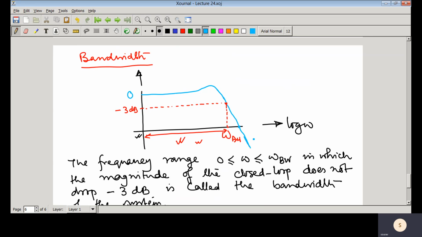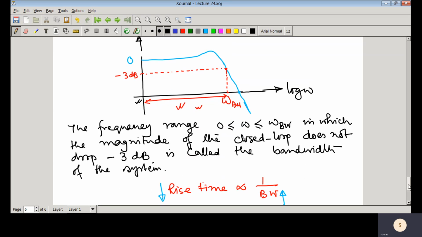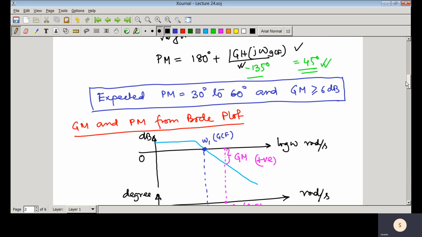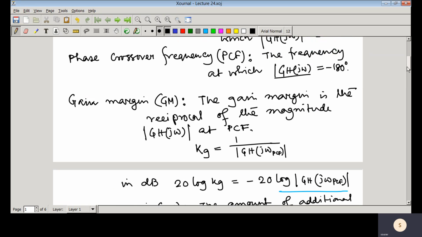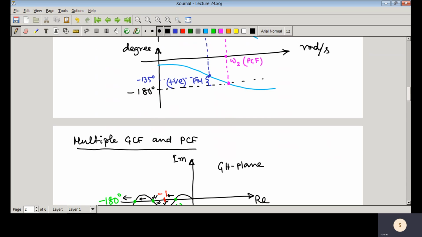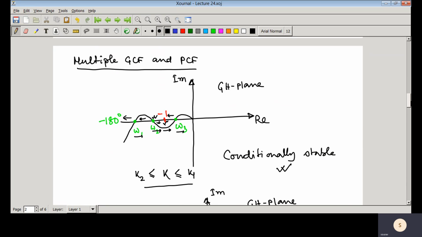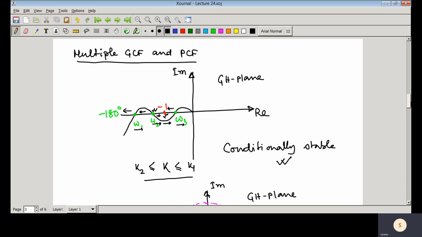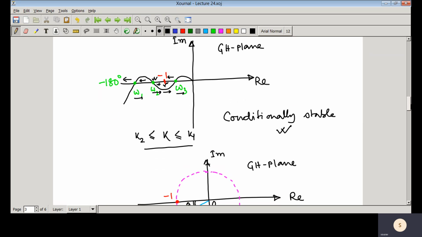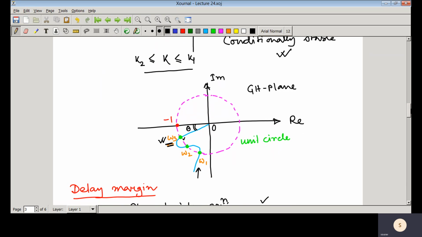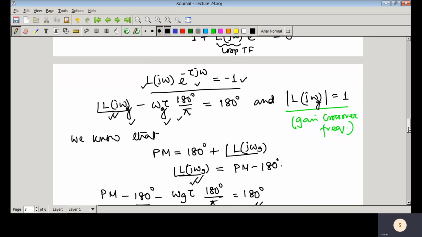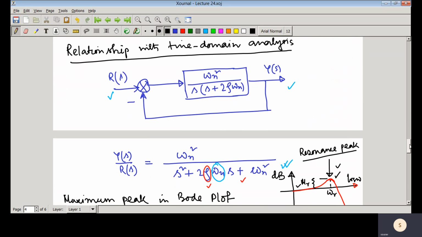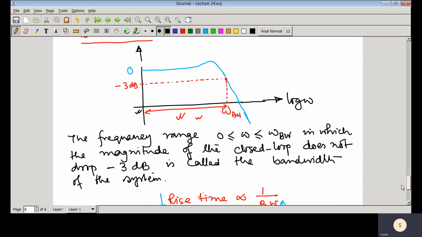So basically, whenever you are designing a system, you need to take care of all of those things, and you need a good trade-off between those quantities. Today we have discussed what is gain margin, phase margin, gain crossover frequency, phase crossover frequency, and the delay margin, and how to find gain margin and phase margin from the Bode plot. And if you have multiple gain crossover frequencies and phase crossover frequencies, how to handle those situations. In one case it would be a conditionally stable system, and in another case you can find the phase margin and the delay margin. Here we have established some relationships between the time domain analysis and the frequency domain analysis, and finally we have given the definition of bandwidth.